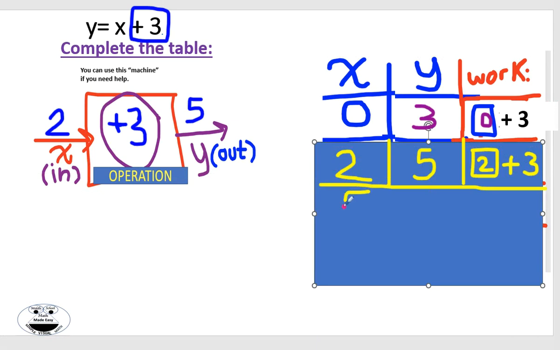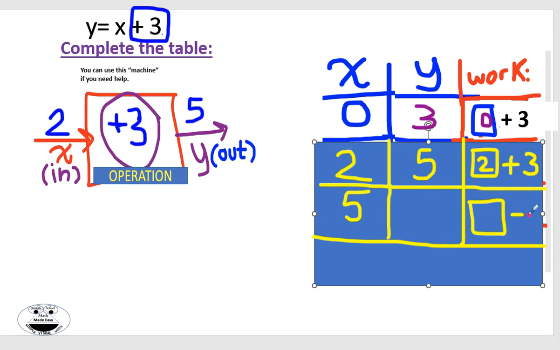5 is given. So what we're going to do is the same thing we did in the previous rows. We're going to make a box for x. It says x plus 3. That's the equation. So the plus 3 stays the same, but the x is going to be different here. Here, x is 5.